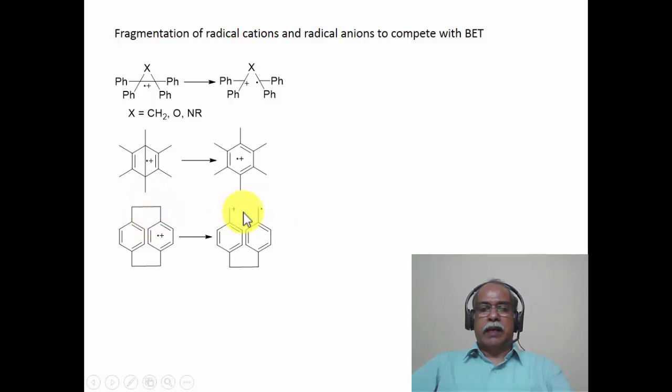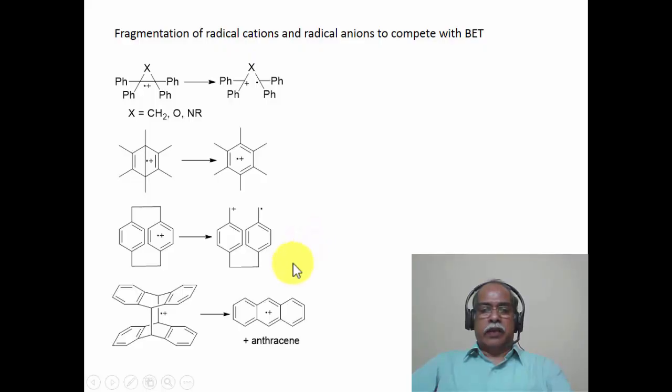This is nothing but the photodimer of anthracene. When the photodimer of anthracene is oxidized by photoinduced electron transfer to the cation radical, these two sigma bonds are cleaved. You get two molecules of anthracene, one as a cation radical, the other as free anthracene. So these are all examples of cation radicals undergoing a fast fragmentation process that competes with the back electron transfer process.